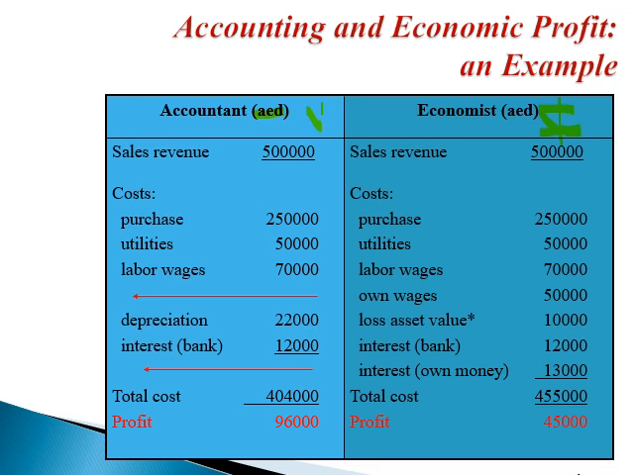Which is the same for the economist and for the accountant. Utilities, these are water, electricity, and everything else, let us say 50,000 in both. Labor wages are the same. It is the amount of money that I pay to my workers in my company, 70,000 and 70,000, they are all the same. Now we come here, what is the difference?